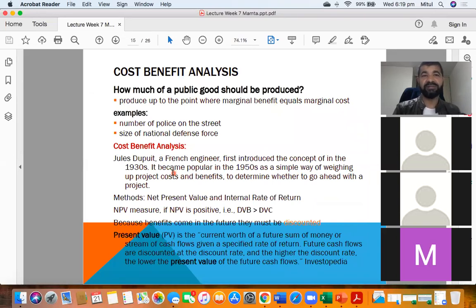Now I'll talk about cost-benefit analysis. Okay. How much of a public good should be produced? Public goods are the goods that we produce within the country, produced by government for everybody. Okay. How many police should be on the street? How big should our national defense be?